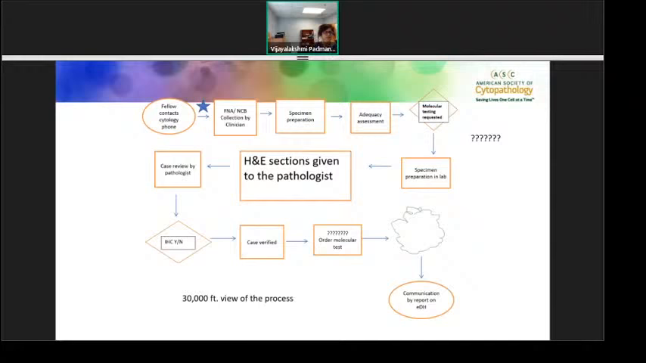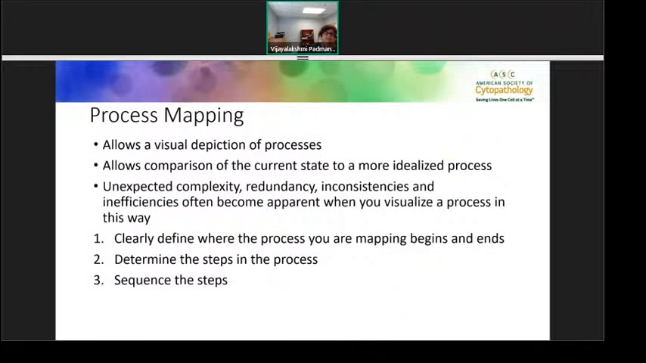we did a much more detailed process mapping where we actually followed every step of the process, right from the FNA pager going off to specimen collection, how it was brought into the lab, how it was processed in the lab. Every bit of it was actually looked at and analyzed.